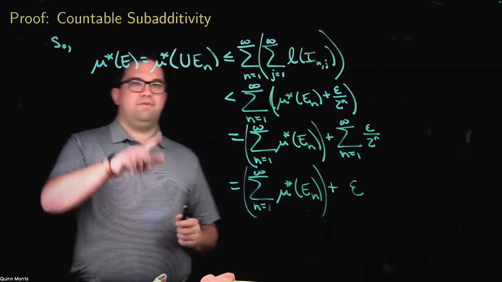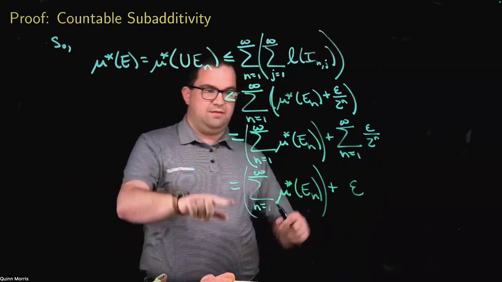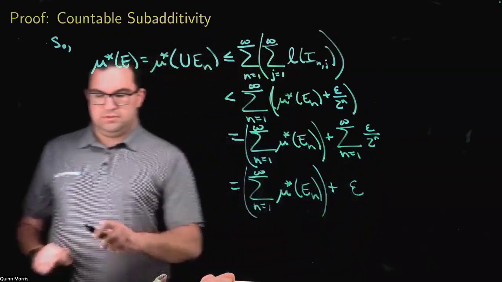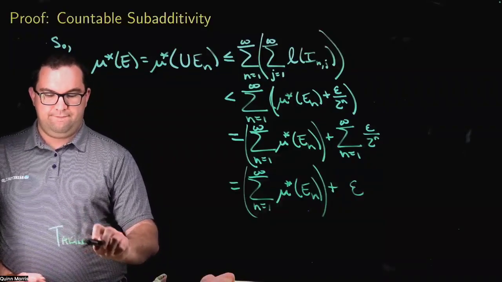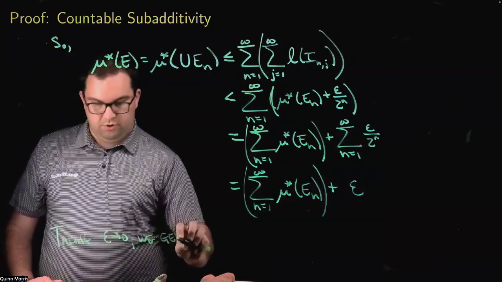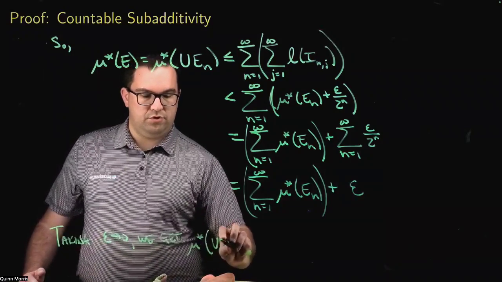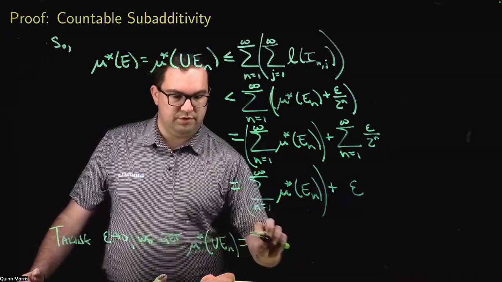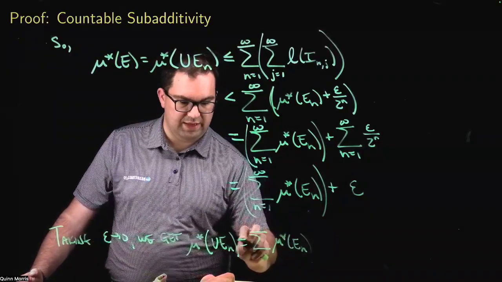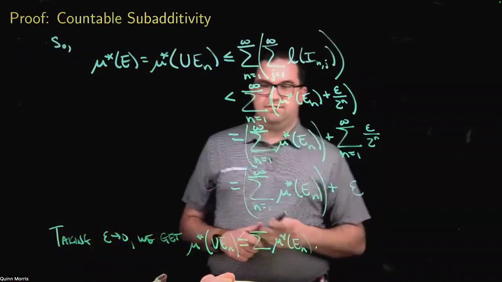And so what do I have? I have that mu star of the union of the E_n's is strictly less than this quantity for every epsilon greater than 0. So taking epsilon to 0, we get the result that we want, which is that mu star of the union of the E_n's is equal to the sum of the outer measures of the E_n's. Sorry, not is equal to, it's less than or equal to. So we get precisely the countable subadditivity result that we wanted.